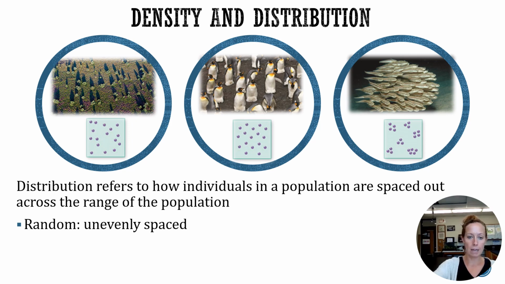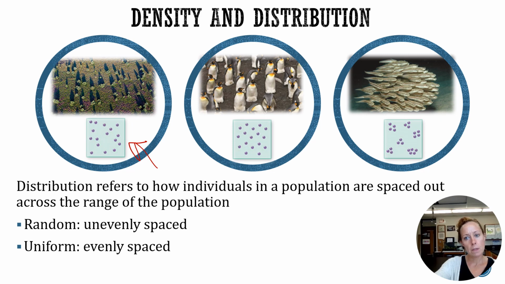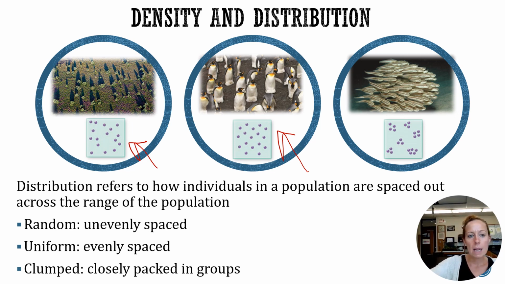So it can be random, and this one right here is random. Kind of randomly spaced out. Think of like squirrels, right? They're like randomly around, sometimes together, sometimes by themselves. It can be uniform, so evenly spaced out. That would be this one, that's uniformly spaced out. So this lots of times is things that have certain ranges or territories, so they're a certain amount apart. Think of like students in a classroom, right? Or it can be clumped, so packed together in groups like schools of fish. Okay.